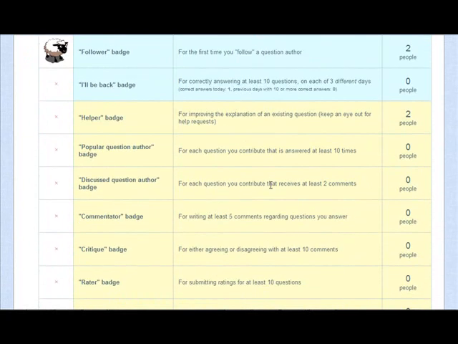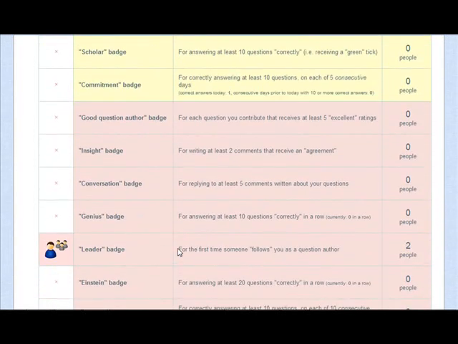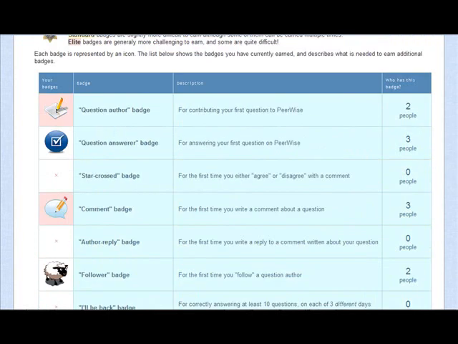More higher level badges are things like helpers for improving an explanation to an existing question, or for either agreeing or disagreeing with at least 10 comments. And then the highest level would be things like answering 10 questions correctly in a row, or for replying to at least 5 comments written about your question. So starting a conversation, because again, part of active learning is to help each other and have each other help us. So it's the whole group dynamic of things, but again, in PeerWise, done in an anonymous environment.